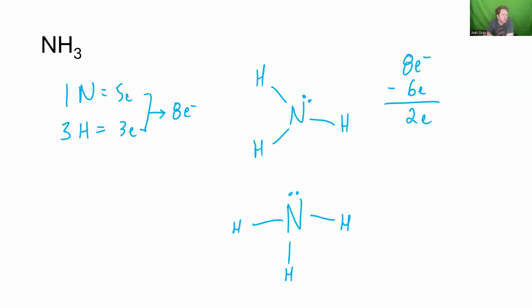Now, with that said, this structure is good to go. I've got 8 electrons drawn. Nitrogen has a complete octet. Hydrogen has a complete octet. We're in tip-top shape there.